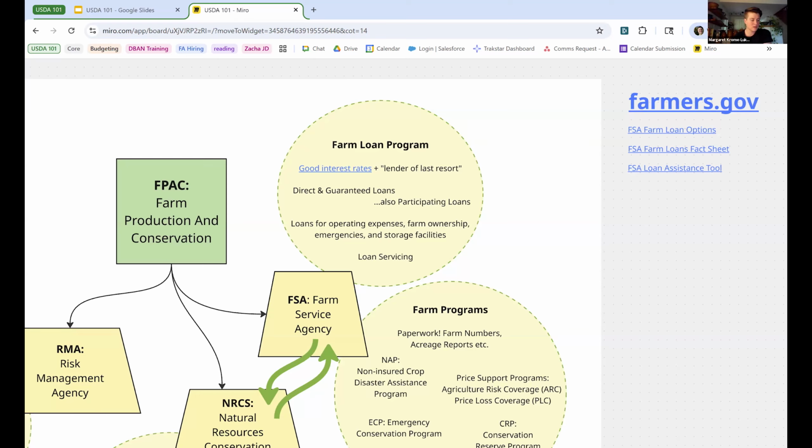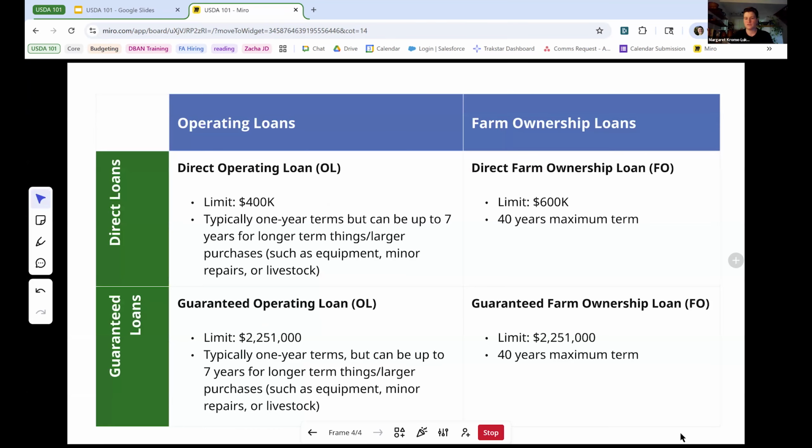Loans can be for different things. Operating expenses, buying a farm, expanding your farm, working on the infrastructure of your farm. I mentioned emergency loans before. There are storage facility loans. There are microloans that are for a smaller amount, but there's less paperwork. And we're going to take a quick look at 4 of the most common kinds.